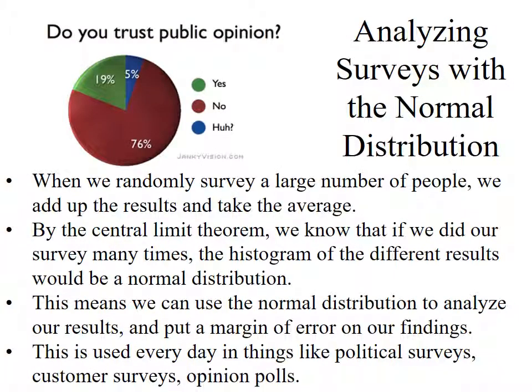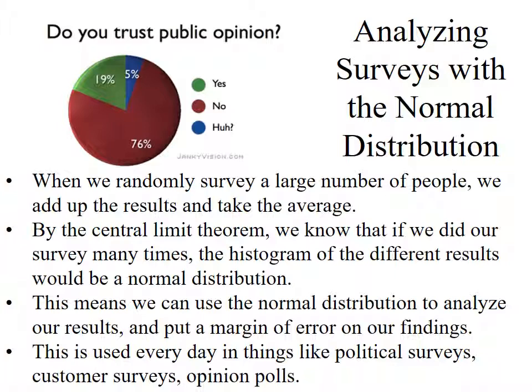And we're going to use this a ton in this class. Whenever we randomly survey a large number of people and we add up the results and take the average, taking an average involves adding things up, and if we have a simple random sample, lots and lots of independent things, well, that means every time we take an average, the central limit theorem applies.